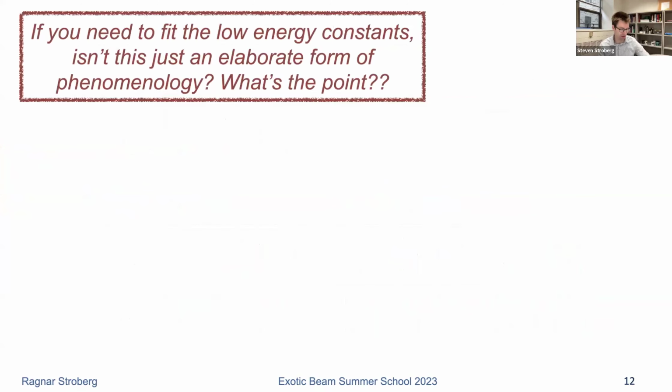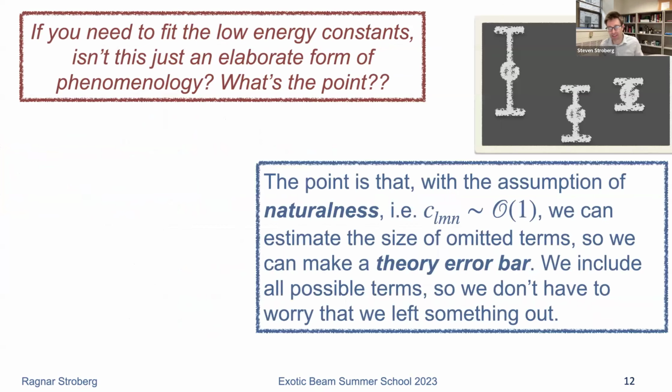Okay, so you may just ask the question that, okay, you need to fit these low energy constants. Isn't this an elaborate form of phenomenology? Because you still have all these free parameters, and it's exactly this point that you have naturalness, which is to say these coefficients should be order 1. So you can estimate the size of what you left out.